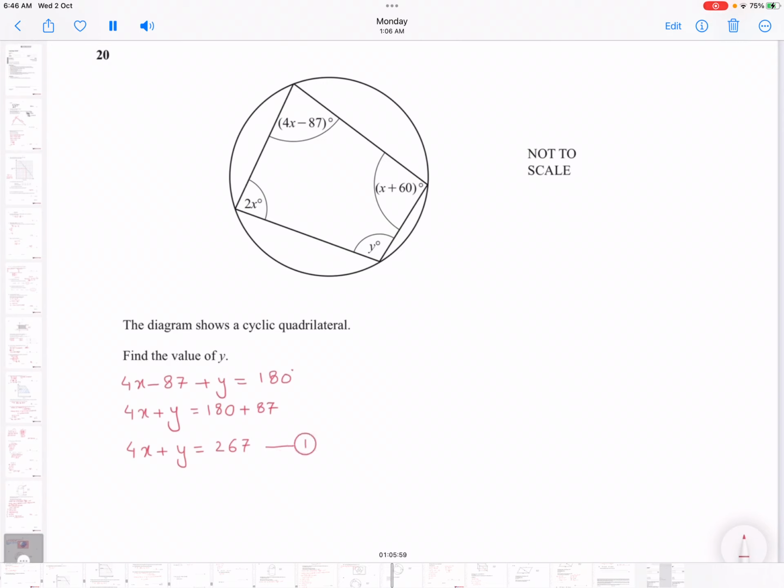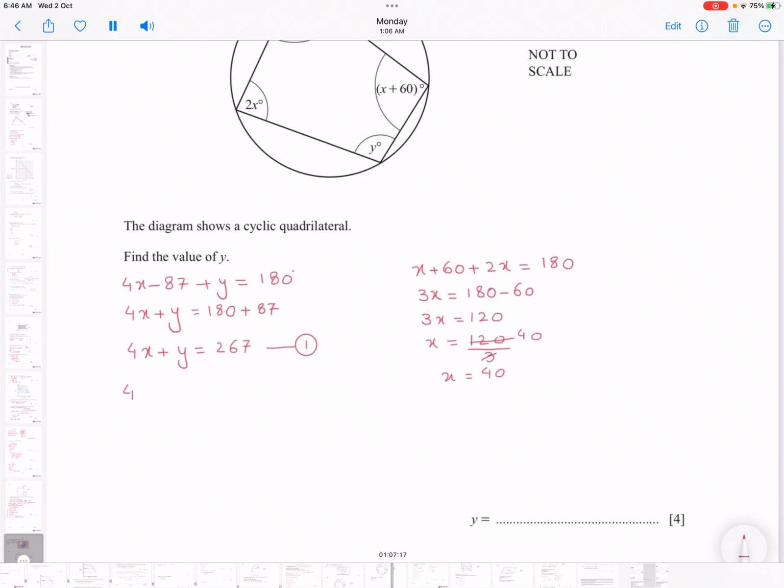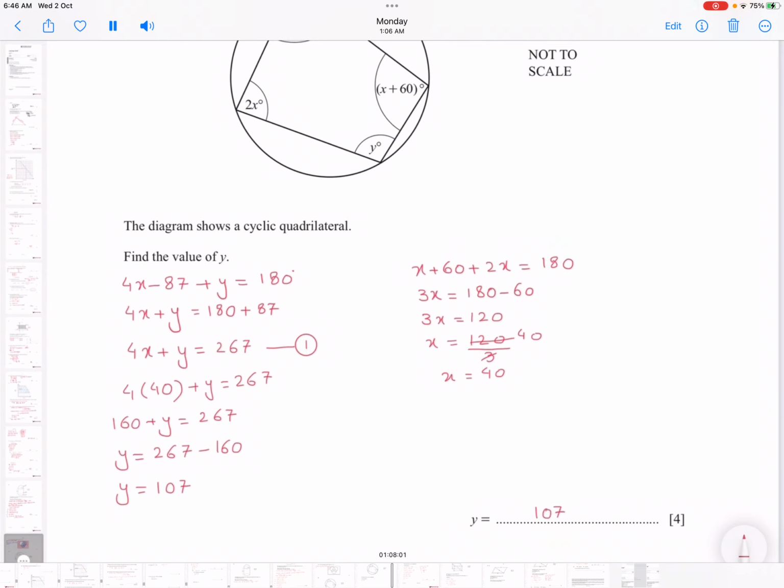Now 2x plus x plus 60 is equal to 180. From here you can find out the value of x, which is 120 over 3, which is 40, and place this value in x and then find y. So y is equal to 107.